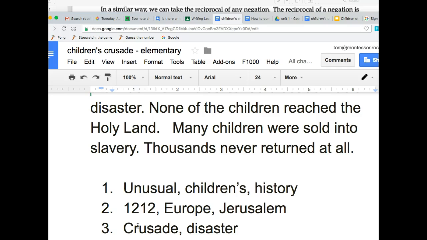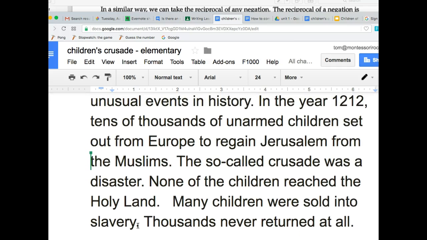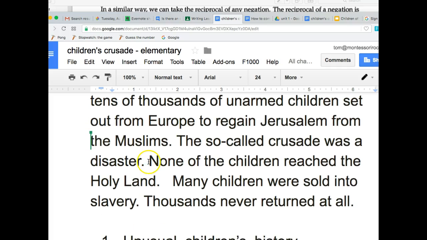So my first sentence, my note is unusual children's history. Soren, I don't see any notes yet. Do you understand what we're doing? We're writing notes. So right now I have 3 notes. Unusual children's history. Note 2 is the second sentence: 1212 Europe, Jerusalem. And my third note is crusade was a disaster. Okay, so now, what's our next thing? Here it is.